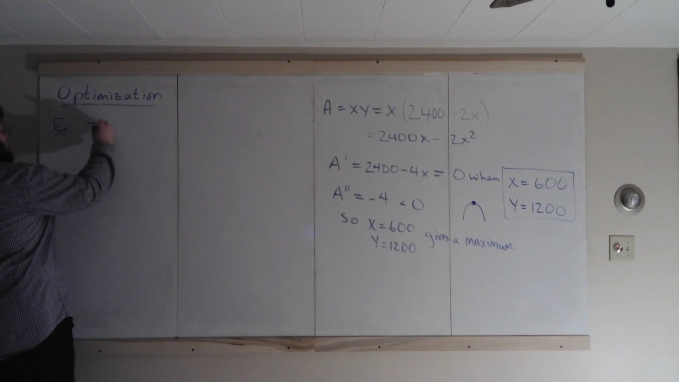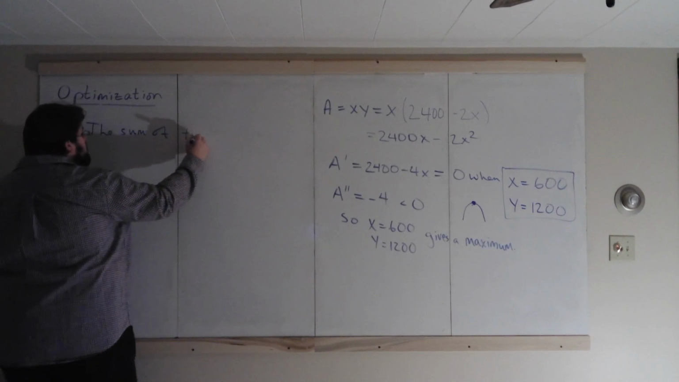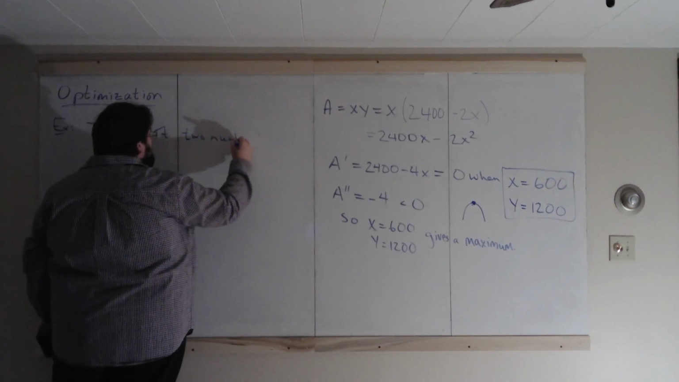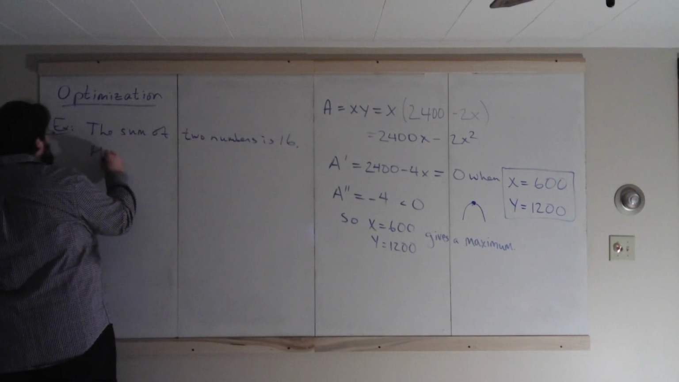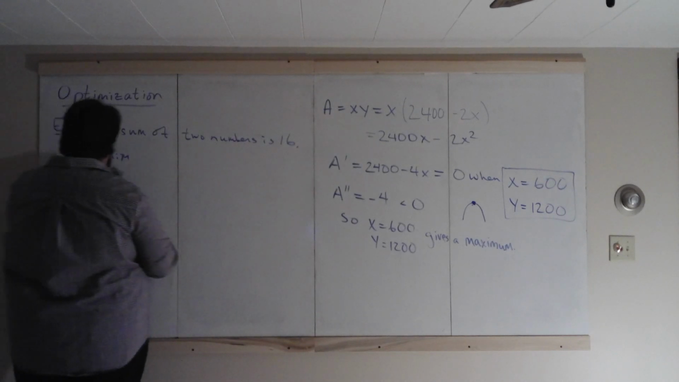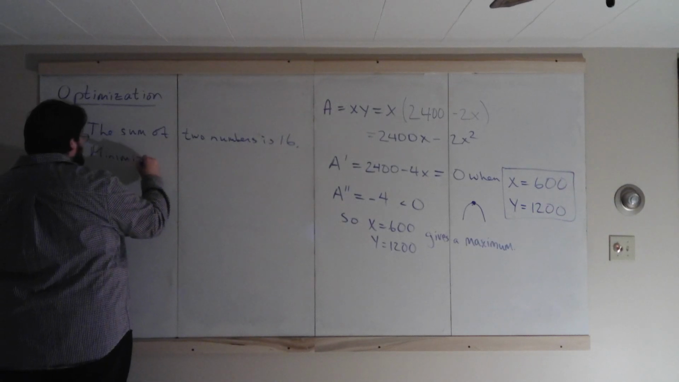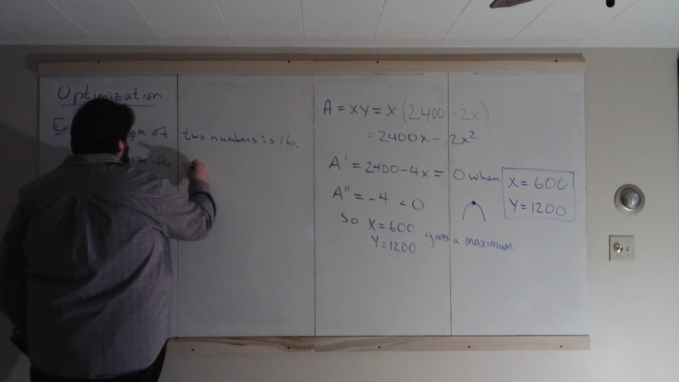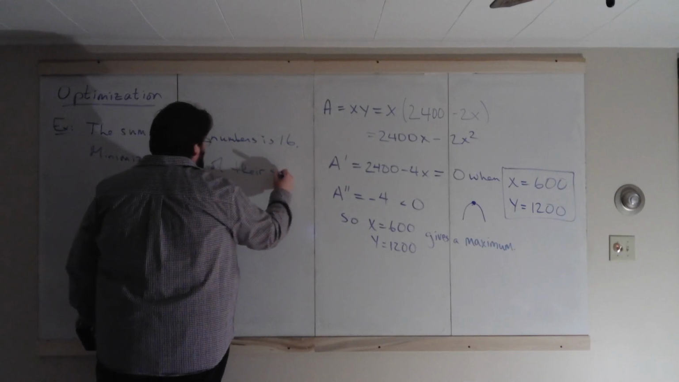The sum of two numbers is 16. Minimize the sum of their squares.